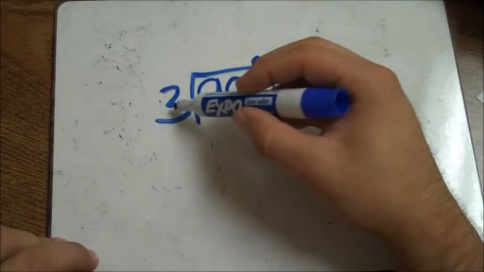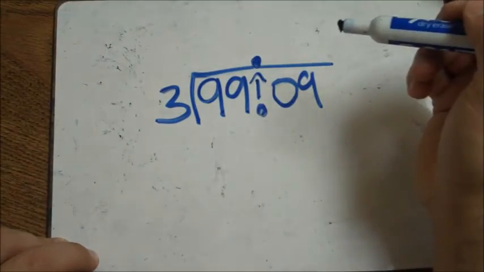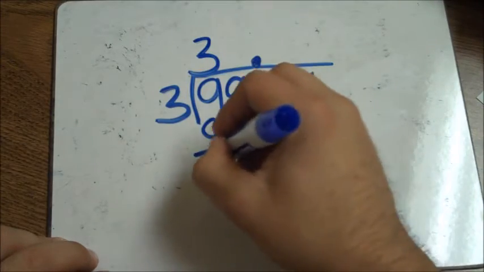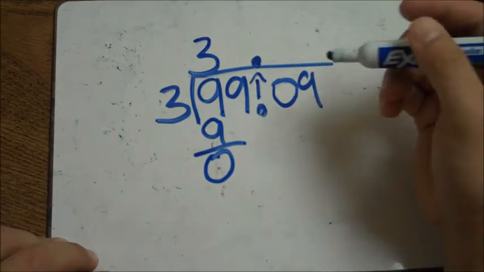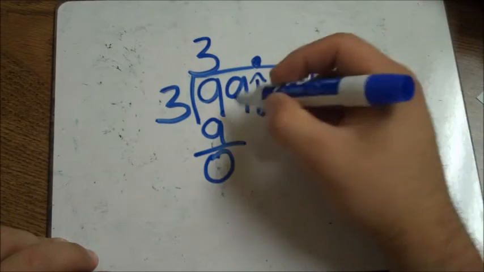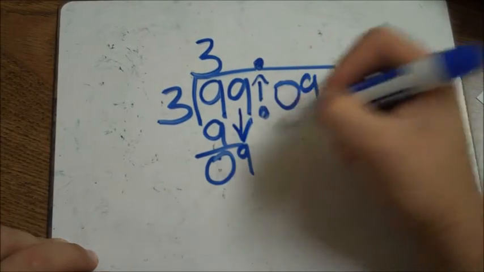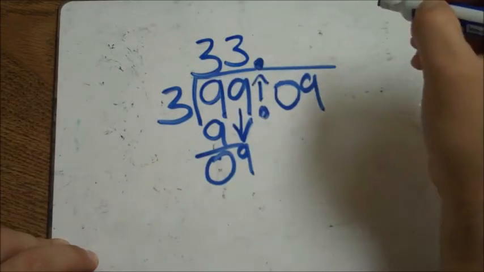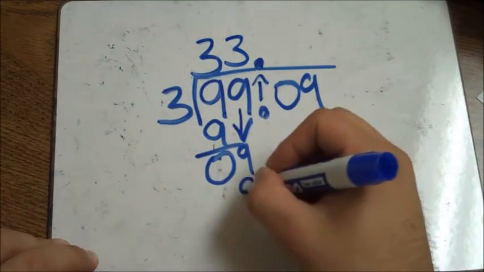I start with how many times will 3 go into 9? Well, 3 goes into 9 3 times. 3 times 3 is 9. But I'm not done because I have to do the rest of the problem. So I'm going to bring down this next 9. How many times will 3 go into 9? 3 times. 3 times 3 is 9.